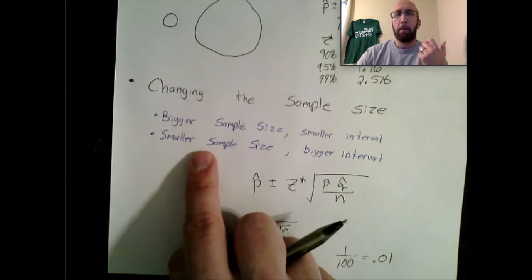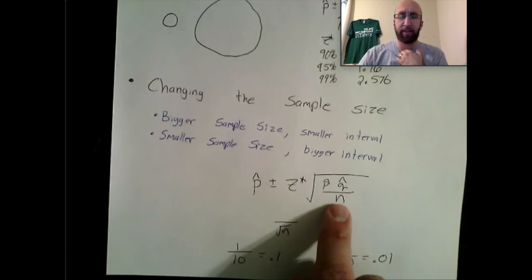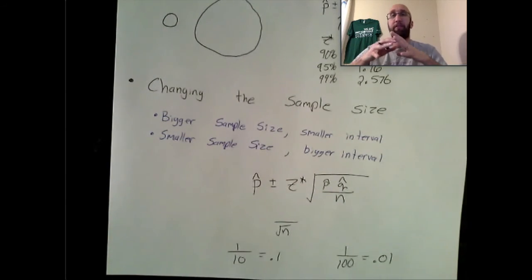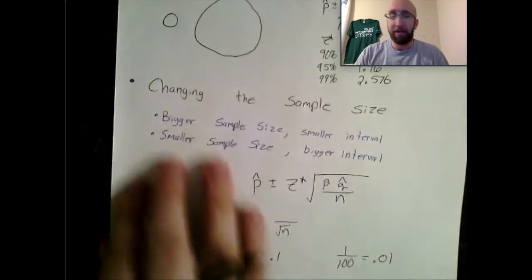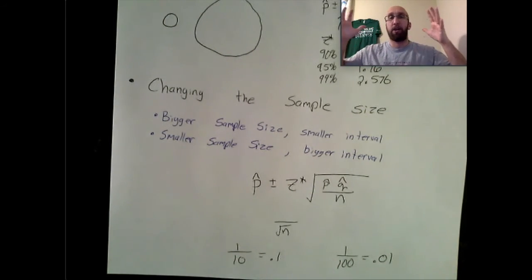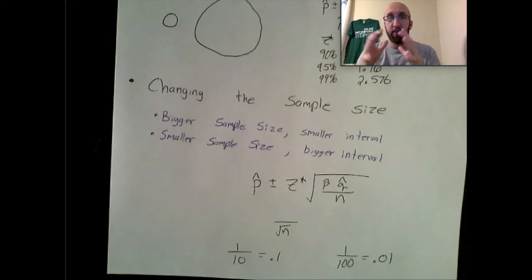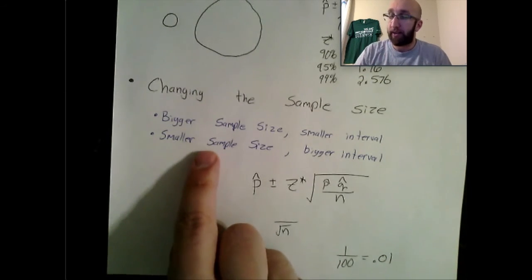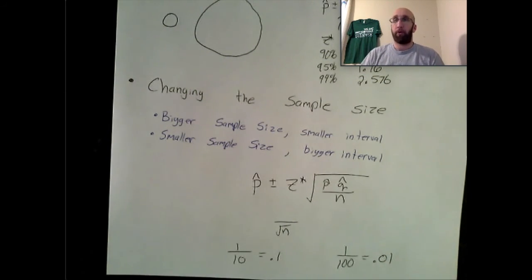As you get a smaller sample size, so if I make this number smaller, smaller, and smaller, my interval is going to get bigger and bigger and bigger. I might have flipped my words there, but pay attention to what I have written down, maybe not what I'm saying. Sometimes I get caught up on it. So as your sample size gets bigger, your interval is going to get smaller. As your sample size gets smaller, your interval will get bigger.